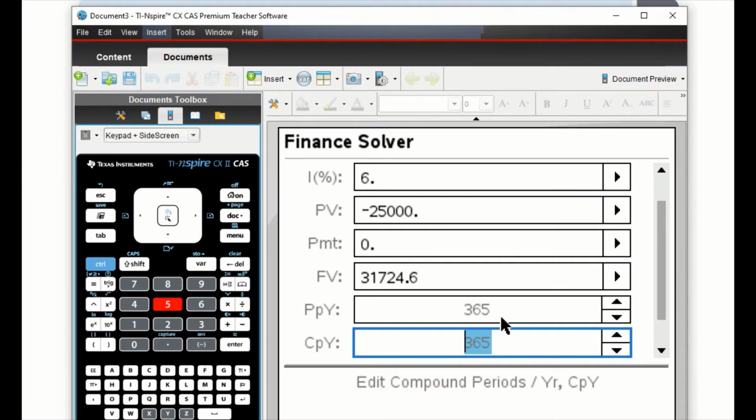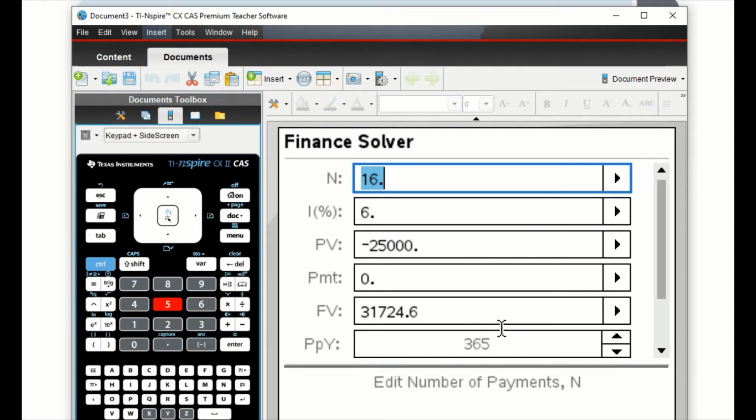In the last, when we reach the end of the lesson, we will talk about the cases where you will have PPY and CPY different, but that is very rare, but definitely you need to know as well. Okay, then after that, the same thing here.